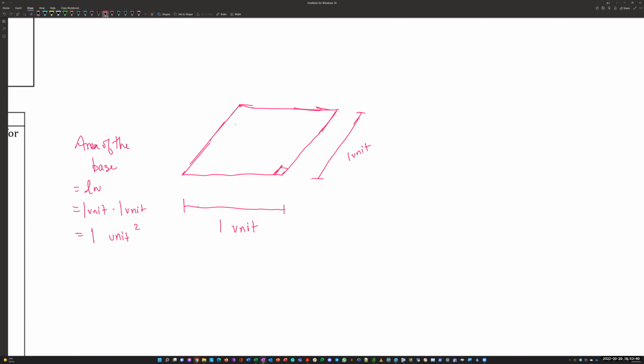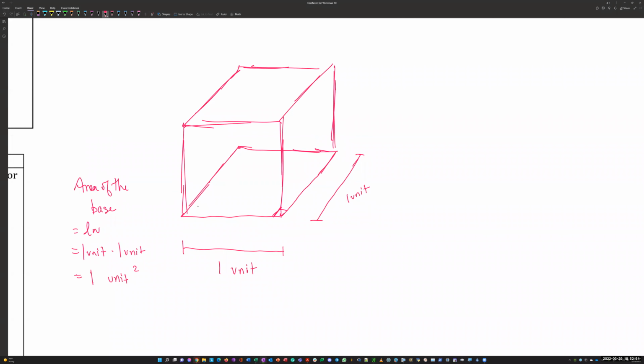All right. Then if I said you stack this up also 1 unit high, now all of a sudden this length is also 1 unit. The volume is length times width times height. This would now mean it's 1 unit times 1 unit times 1 unit. This would then be 1 unit cubed.